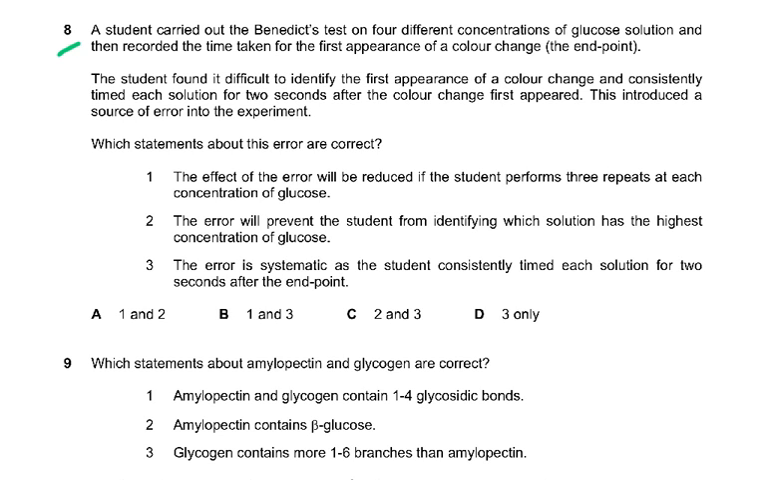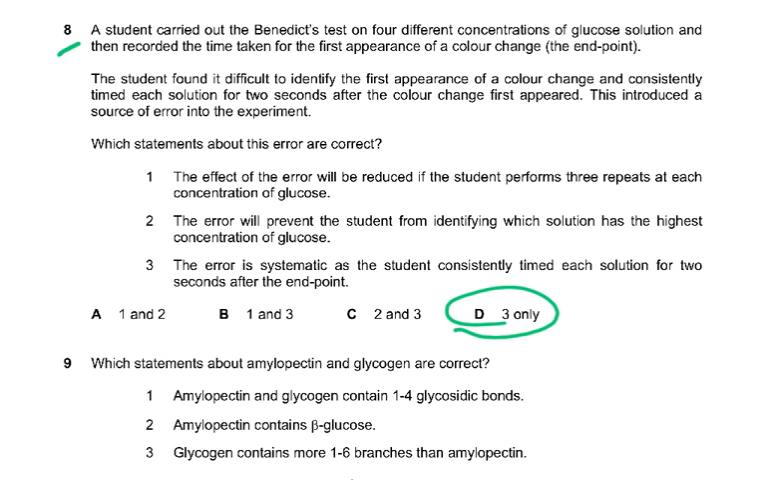Which statements about this error are correct? The effect of the error will be reduced if the student performs 3 repeats at each concentration of glucose. Well, that doesn't matter. Every time they are going to add 2. The error will prevent the student from identifying which solution has the highest concentration of glucose. No. The error is systematic as the student consistently timed each solution for 2 seconds after the end point. That is why the answer is D, 3 only.